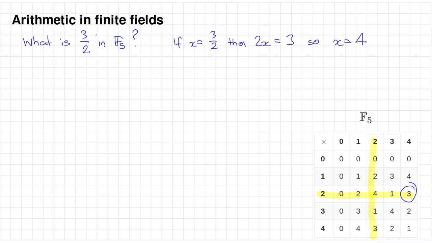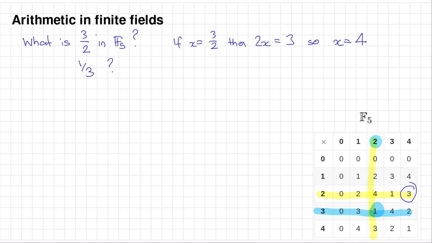Let's try another piece of arithmetic in F5. So what is 1 divided by 3 in F5? It ought to be equal to one of the numbers 0, 1, 2, 3, but which one? Well, again, we can work this out simply by looking at the multiplication by 3 row in our multiplication table, because 1 over 3 must be a number which, when you multiply it by 3, you get 1 again. So here is the row for multiplying by 3, and you can see that the number which you have to multiply by 3 to get 1 is 2. That's according to this entry here in the table.